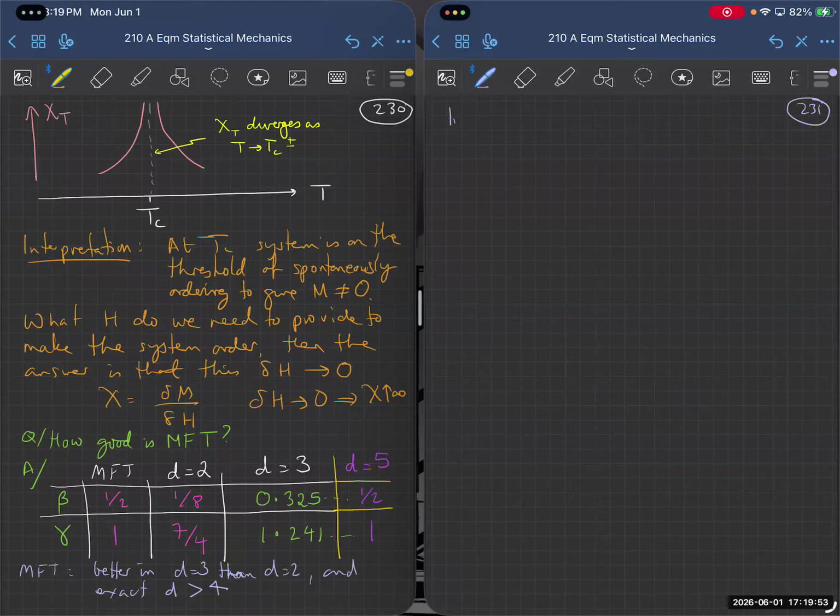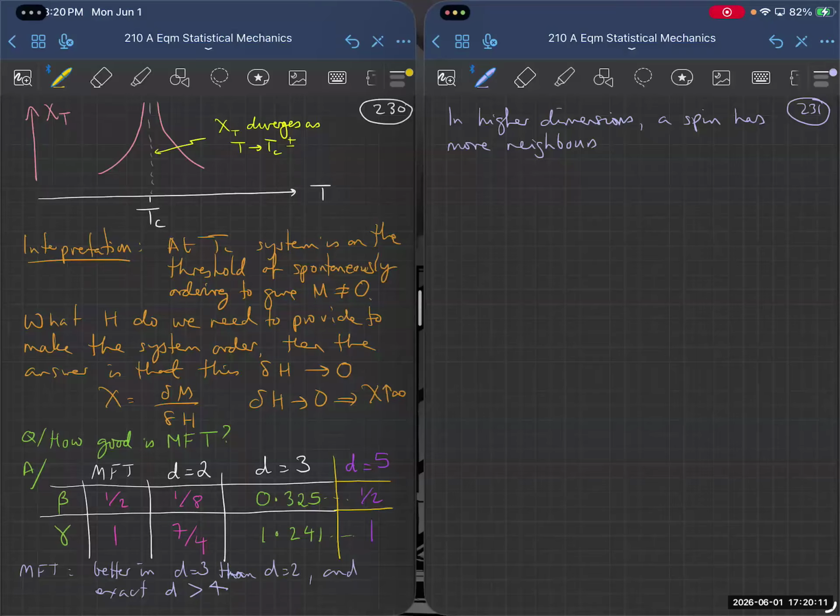And that makes sense because in higher dimensions, the spin has more neighbors. Remember, the number of neighbors is 2D. And so therefore, the mean field approximation is better because for a large number of neighbors, the fluctuations will be less.